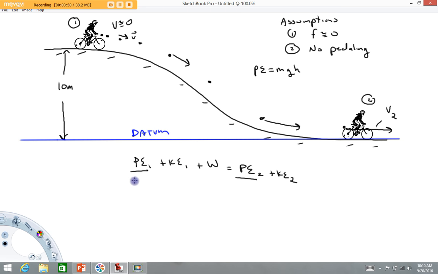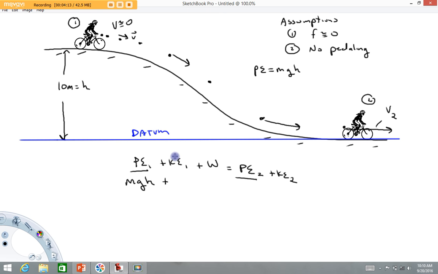So PE1 is equal to mgh, where this is my h. Now, if you have a problem that has multiple heights, you might put an h1 and an h2 for the second height. But this problem really only has one height to worry about, so I'm going to go ahead and just leave it mgh. This term is positive because the person is above the datum.